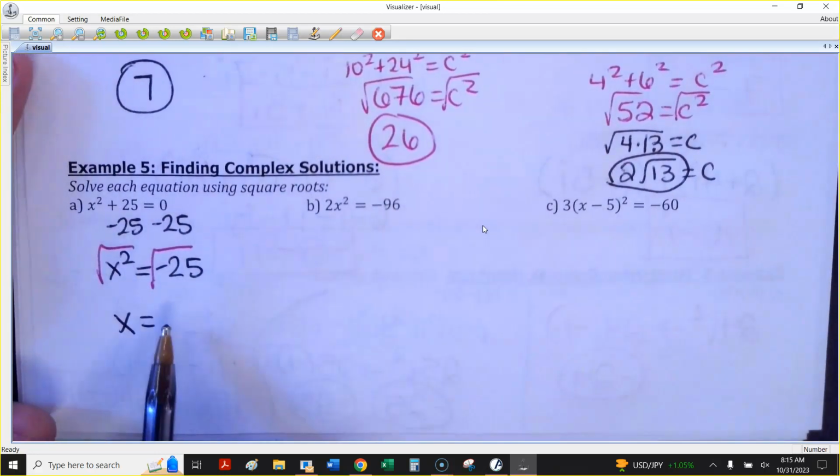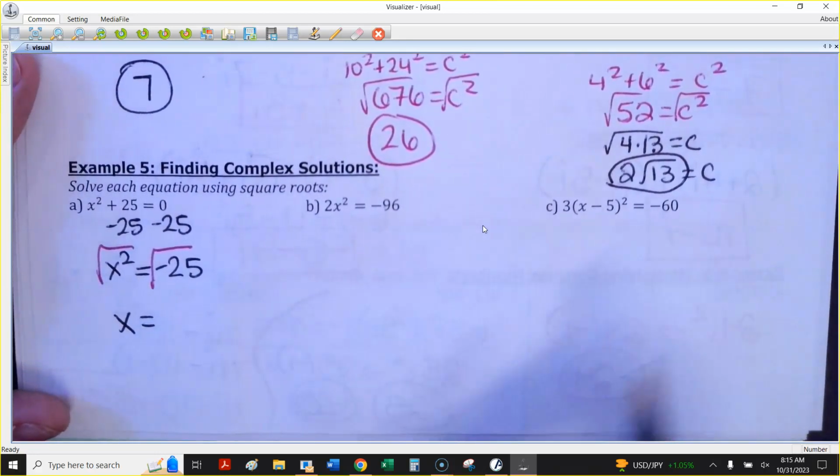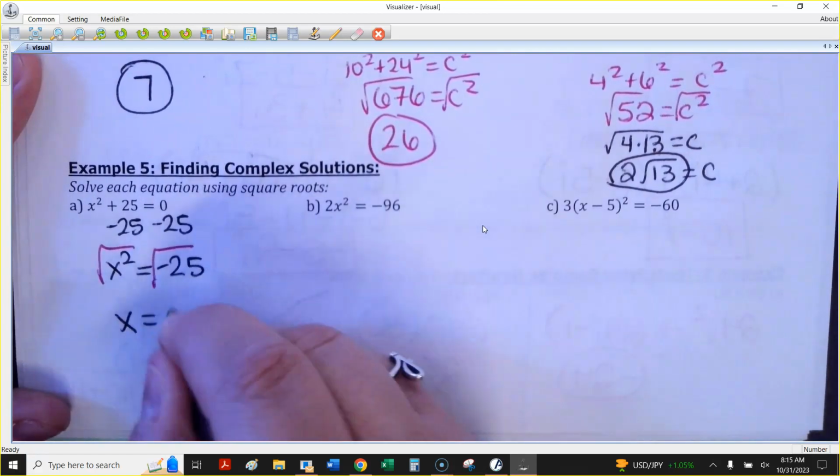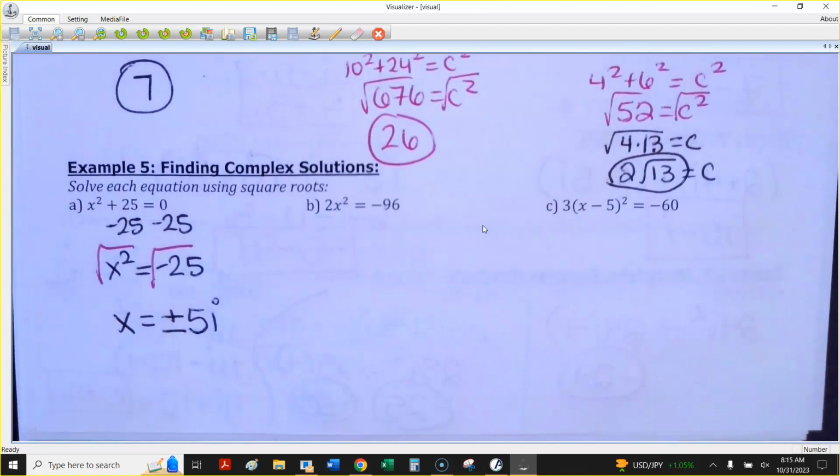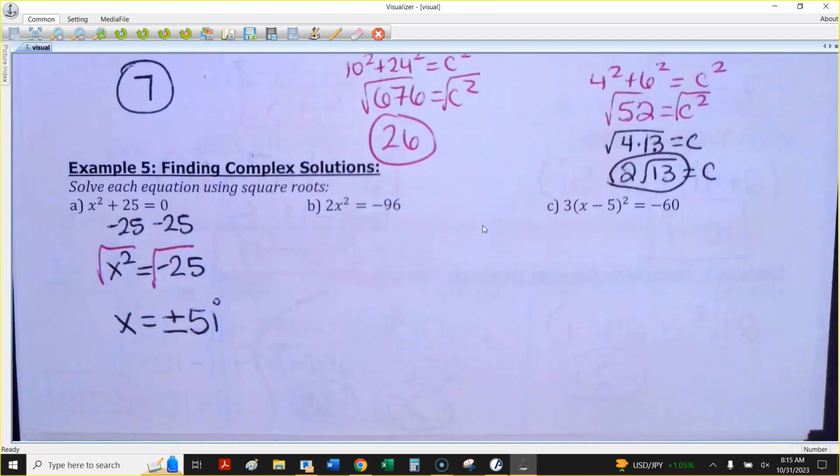What would the square root of -25 be? 5i. So I'm just going to put plus or minus 5i. And you guys can check that. If you plug that back in, 5i times 5i would be 5 times 5, so it would be 25. And then i squared would be -1. So this would be -25. If I do -5i times -5i, that would be +25 times i squared again, which would give you -25. So both of those answers work.